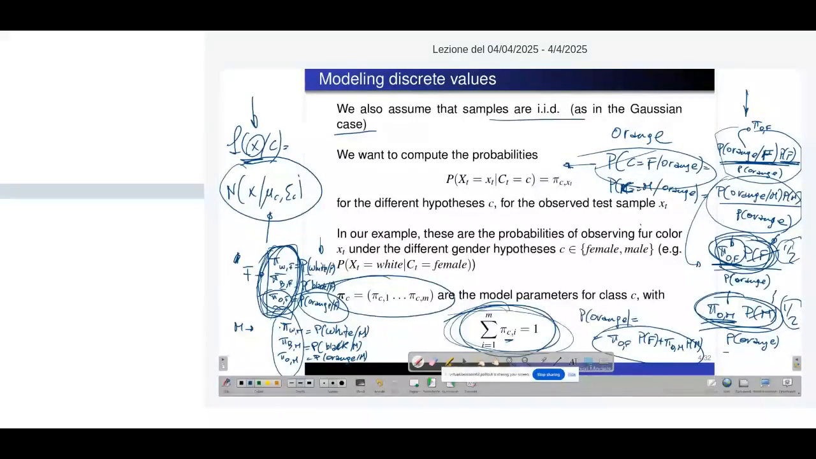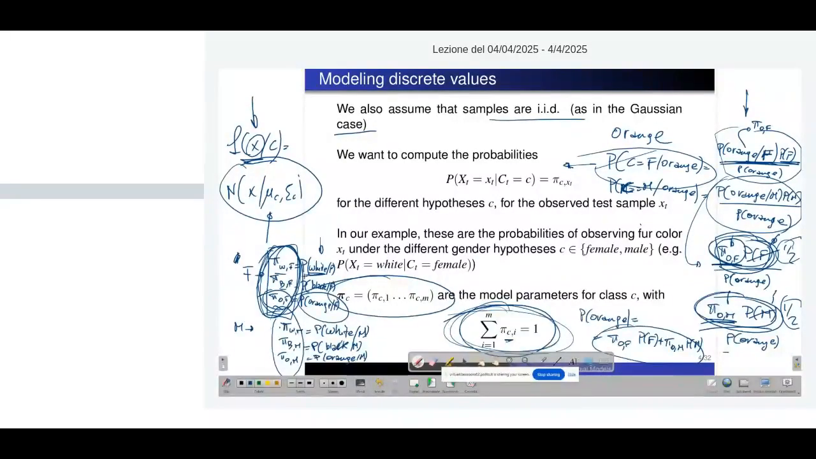So with a frequentist approach, I can imagine that there is a good chance that this probability will correspond to the frequency of the white fur in the female class. If probabilities represent the frequency of some events, I can imagine that the probability of white given female is the fraction of white cats that I have in my female class. This is the correct answer according to the maximum likelihood criterion. We will prove it: we show how to apply maximum likelihood to this case, and then we'll do the derivation and show that this is indeed the case.